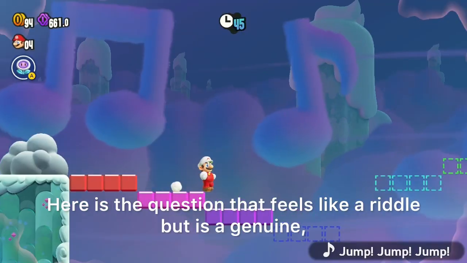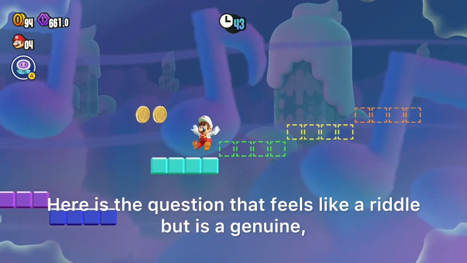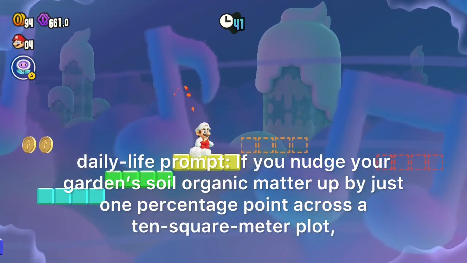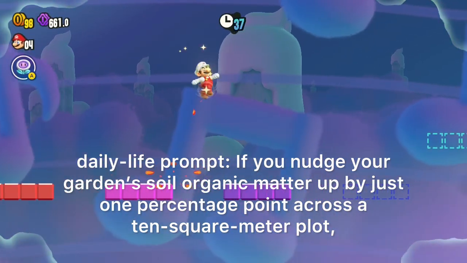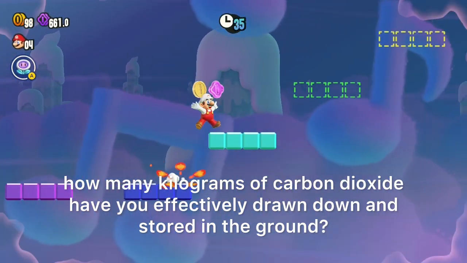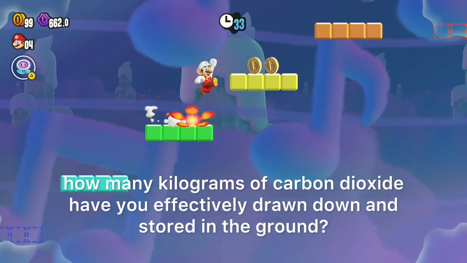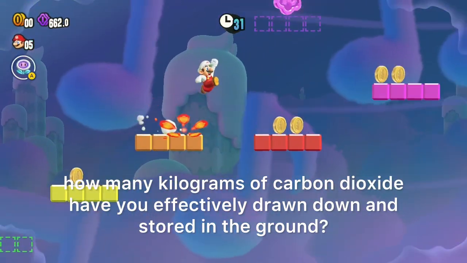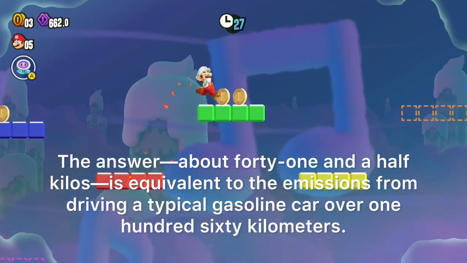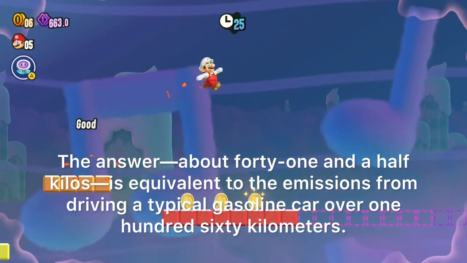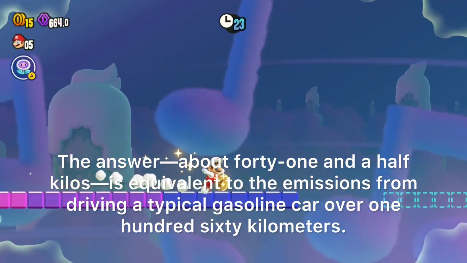Here is the question that feels like a riddle but is a genuine daily life prompt. If you nudge your garden soil organic matter up by just 1 percentage point across a 10 square meter plot, how many kilograms of carbon dioxide have you effectively drawn down and stored in the ground? The answer, about 41.5 kilos, is equivalent to the emissions from driving a typical gasoline car over 160 kilometers.